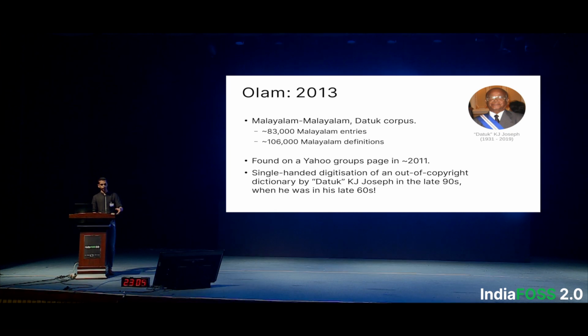You can see the word Datuk there. It's an honorific title awarded in Malaysia for outstanding achievements in life, similar to our Padma Awards here. And KJ Joseph, his nickname was also Datuk because, yeah. So it turned out, I learned that Datuk in his late 60s had taught himself how to type on an old computer, and this was in the late 90s.